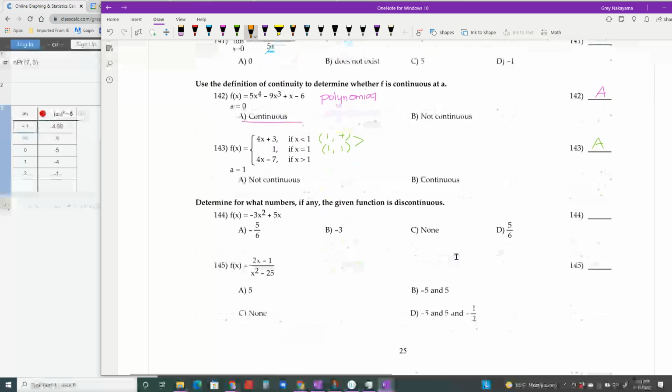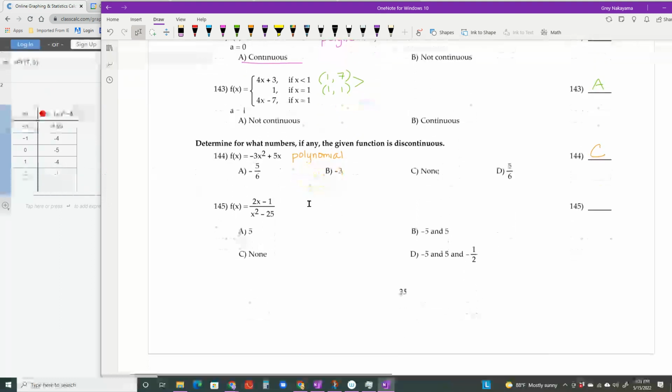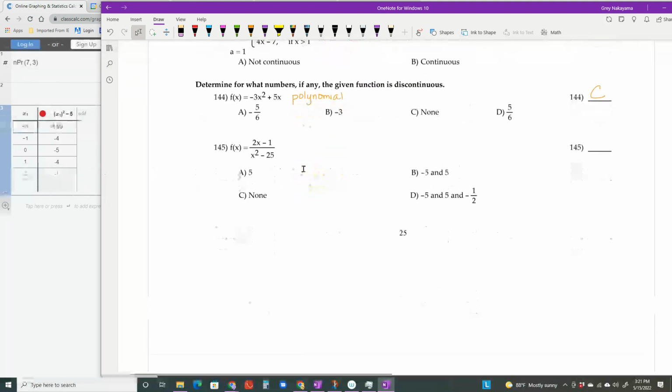All right, determine for what numbers it's discontinuous. Okay, I just said that's a polynomial. It does not have a fraction. Therefore, it is continuous everywhere and has no points of discontinuity. All right, 6 problems left, y'all. We're on the down home stretch.